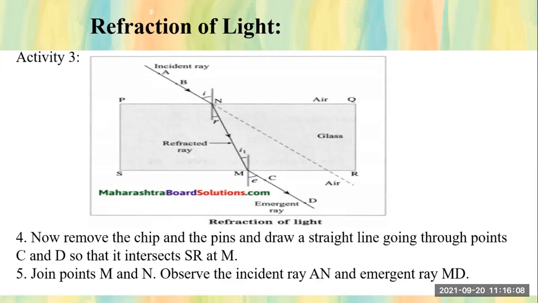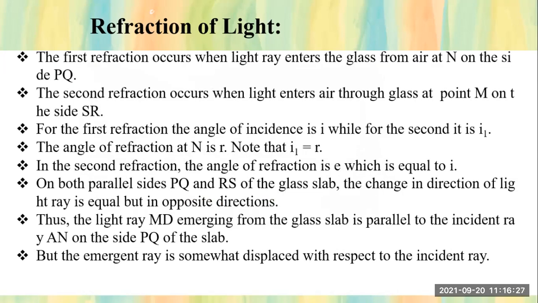Now see the fourth point. Now remove the clips and pins and draw a straight line going through points C and D, and it intersects, this we have seen. Now, what is the conclusion which comes after this? The first refraction occurs when the light ray enters the glass from air at N on the side PQ. Now see here, students, 2-time refraction is occurring.